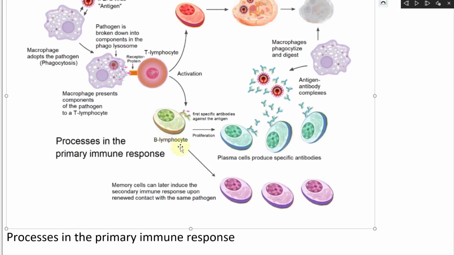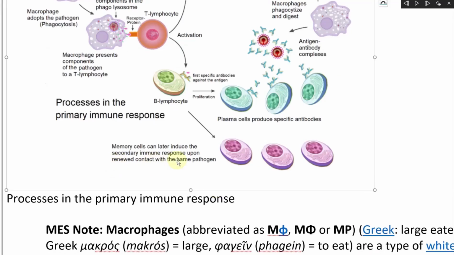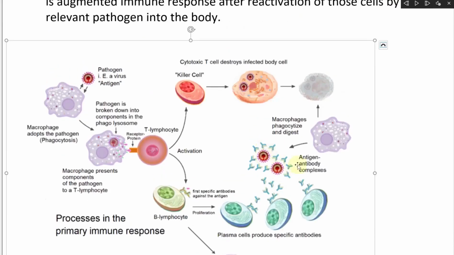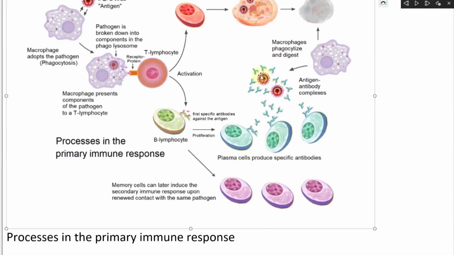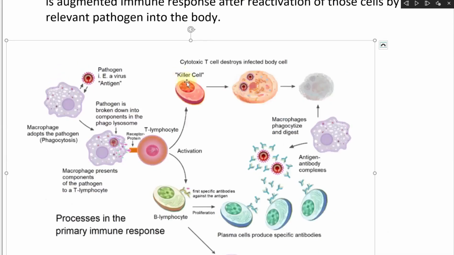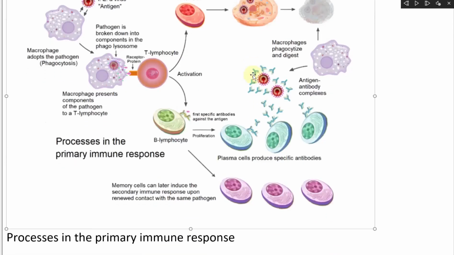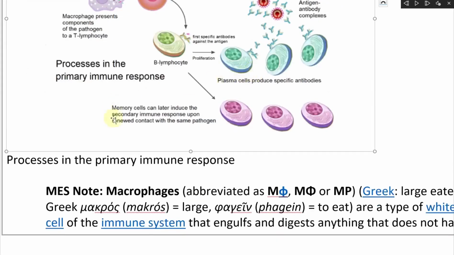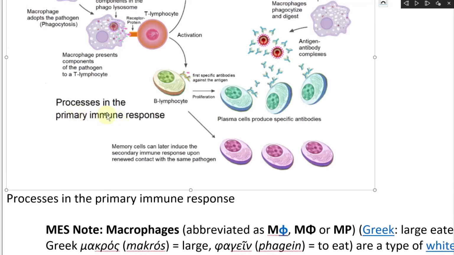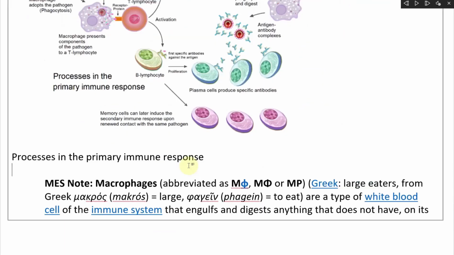But this B lymphocyte could also, instead of going to a plasma cell, since this is a naive one, go straight to a memory one. And then memory cells can later induce the secondary immune response upon renewed contact with the same pathogen. So the B cells kill the antigen, then killer cells kill the cells infected by the antigen. Very, very interesting. And yes, those are the processes in the primary immune response. All right, let's continue further.